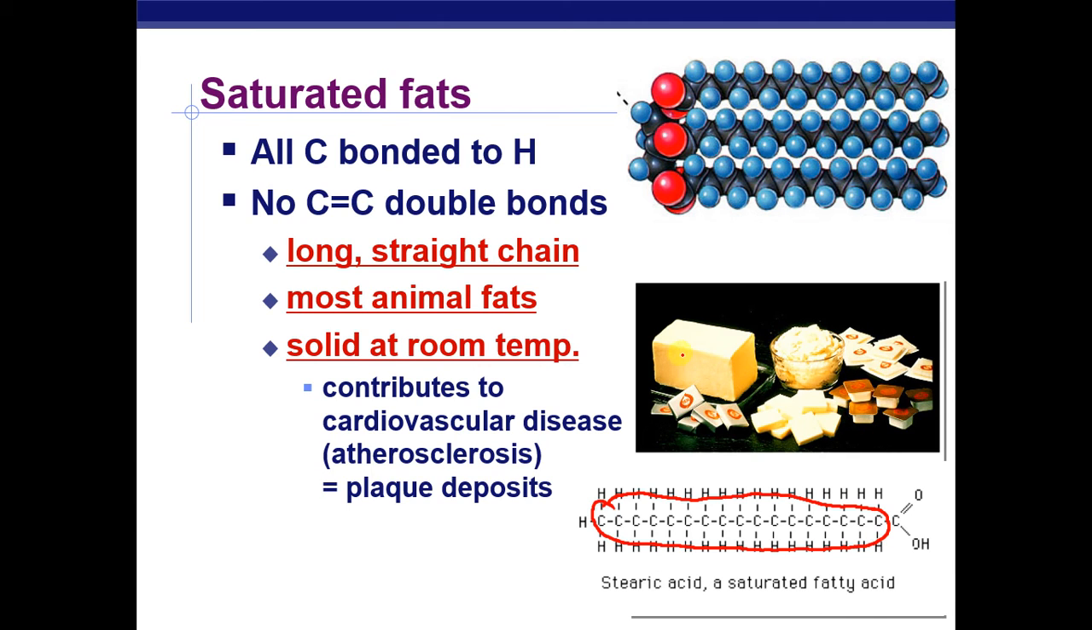Because they can pack together really easily, eating diets high in saturated fat contributes to cardiovascular disease. Because if you eat a lot of that saturated fat, it can start to collect and become packed together in your arteries and lead to atherosclerosis. So saturated fats, no double bonds.